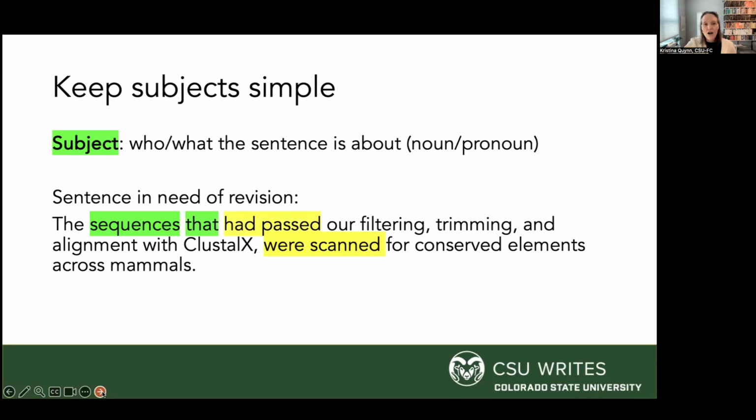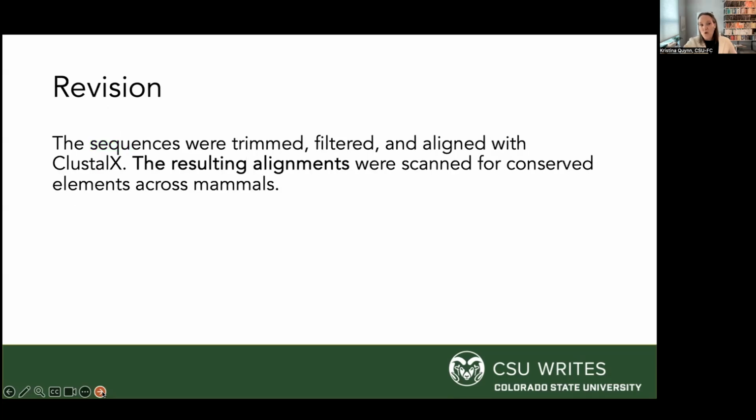So you could just say, our sequences were scanned, right? Or the sequences were trimmed, filtered, aligned. The resulting alignments were scanned, right? Much simpler, much cleaner. Notice how close these subjects and verbs are. It meant taking something that was one sentence and turning it into two. So if you ever have a sentence that is just in your way and you're wondering why this is not making sense, see if you might have two sentences instead of one.